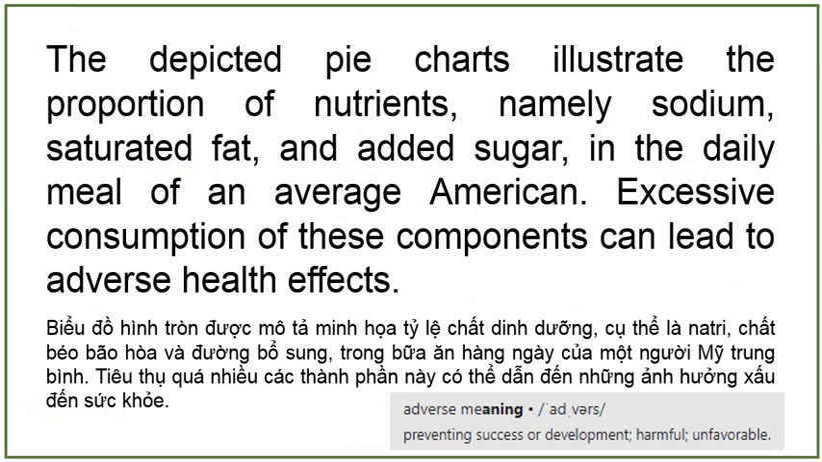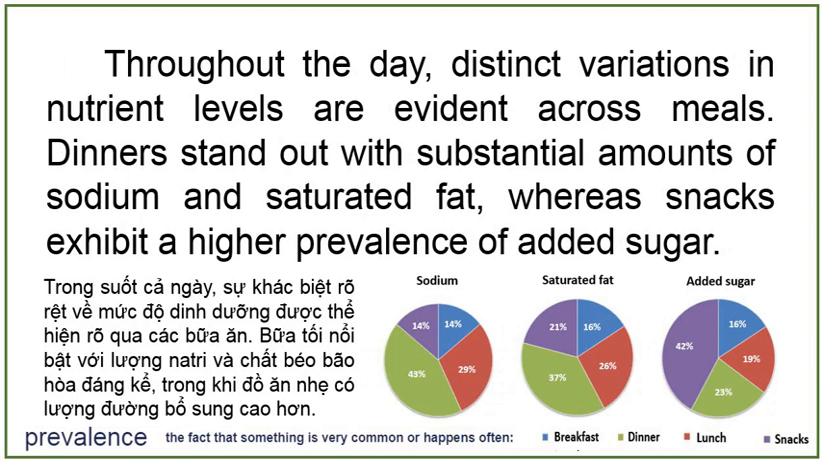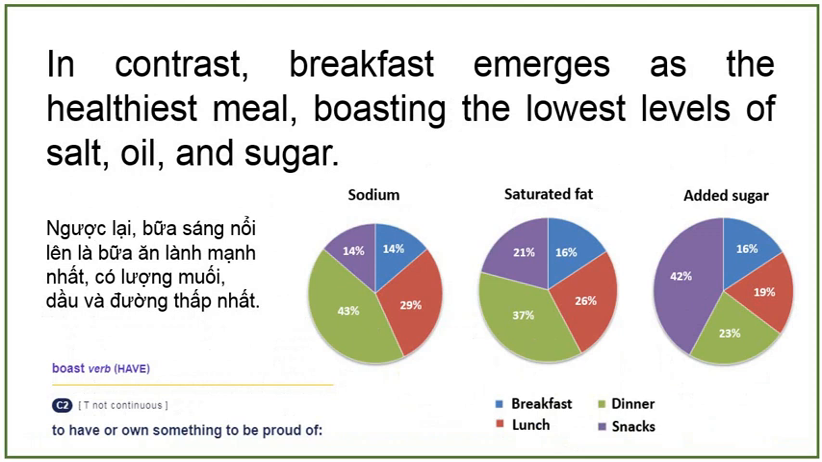The depicted pie chart illustrates the proportion of nutrients, namely sodium, saturated fat, and added sugar, in the daily meal of an average American. Excessive consumption of these components can lead to adverse health effects. Throughout the day, distinct variations in nutrient levels are evident across meals. Dinners stand out with substantial amounts of sodium and saturated fat, whereas snacks exhibit a higher prevalence of added sugar. In contrast, breakfast emerges as the healthiest meal, boasting the lowest level of salt, oil, and sugar.